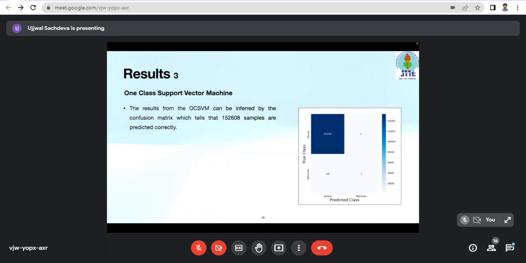Results from one class support vector machine. The results from the OCSVM can be inferred by the confusion matrix, which tells that 15260 samples are predicted correctly.